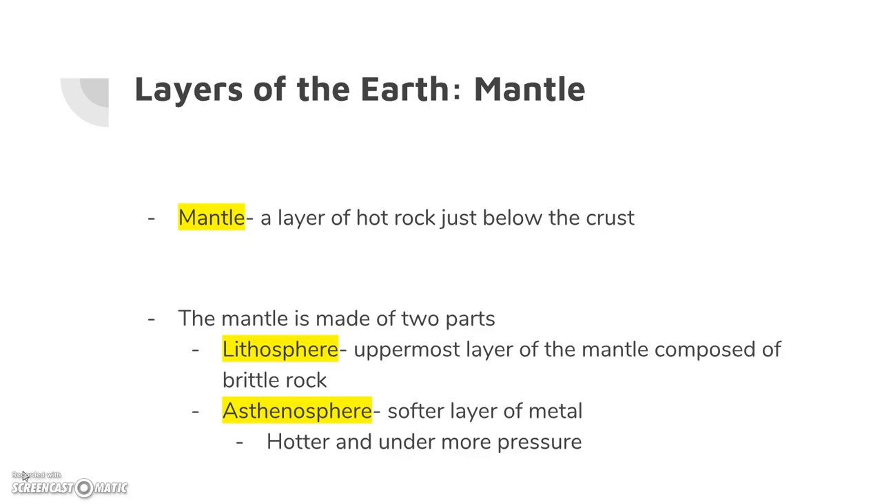Then we have the mantle. The mantle is the layer of hot rock just below the crust, and it's divided into two parts. The first one is the lithosphere, which is the uppermost layer of the mantle, which is composed of brittle rock. A lot of scientists will actually include this as part of the crust. And then the asthenosphere, which is the softer layer of metal, which is definitely hotter and under more pressure, and most of the time it's pretty liquid.